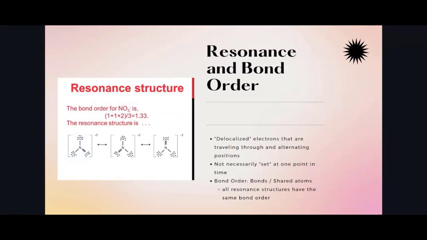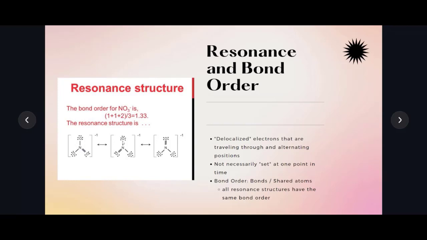And the reason why we can see that these resonance structures are valid is because we can calculate something called the bond order. The bond order is the number of bonds the central atom has over the number of shared atoms it has. So for example, if I take a look at the central atom here, the nitrogen, it has 1, 2, 3, 4 bonds. And for the shared atoms, it has the 3 oxygens. So the bond order will be 4 divided by 3.